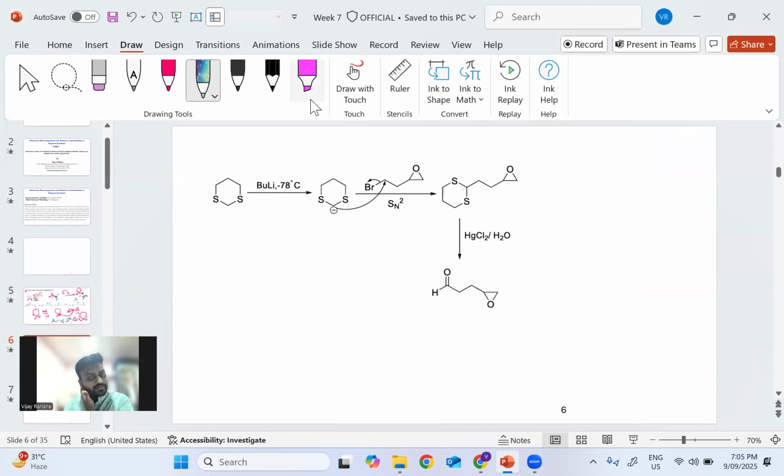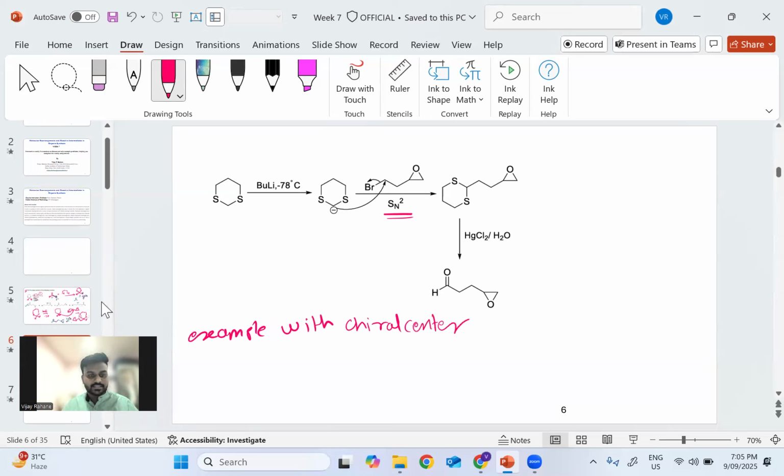Here you can see the mechanism as I have already discussed. One thing I should highlight is that this attack takes place in an SN2 fashion. So if any question comes with stereochemistry, you need to keep this in mind. Take examples with a chiral center, with this bulkier group. The nucleophile forms after the reaction of butyl lithium with this starting material, leading to the negatively charged carbanion, which then attacks in an SN2 fashion on the carbon.